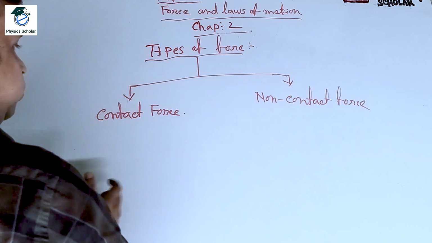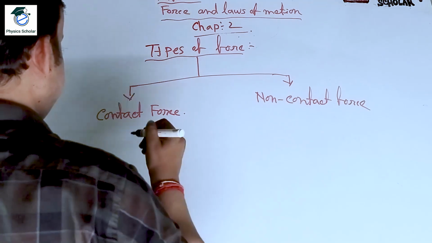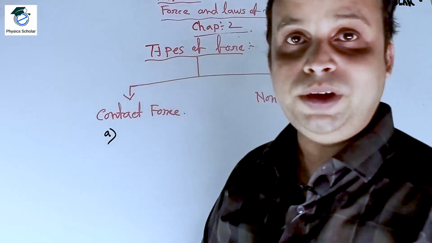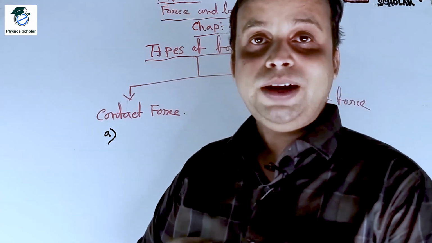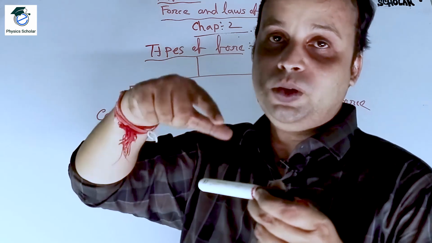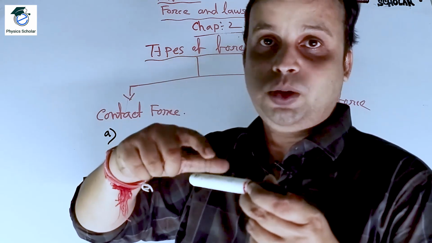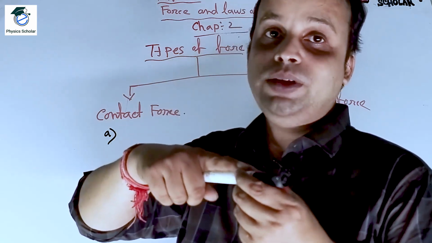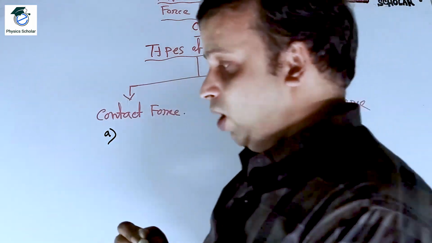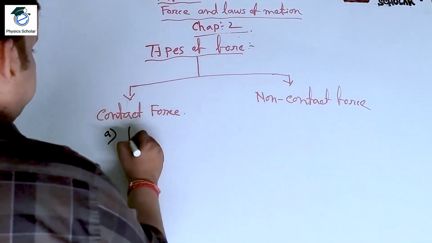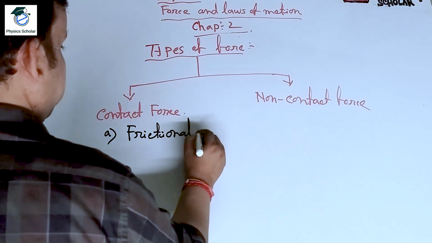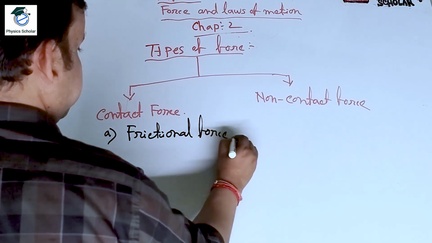In the lower classes also it is there. So what is the example of contact force? By the name you can understand, contact force means when the force is applied on a body, and to apply the force we have to make contact with that body. Clear? So that type of force is known as contact force. A good example is frictional force.